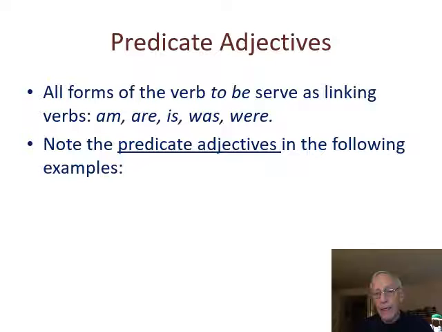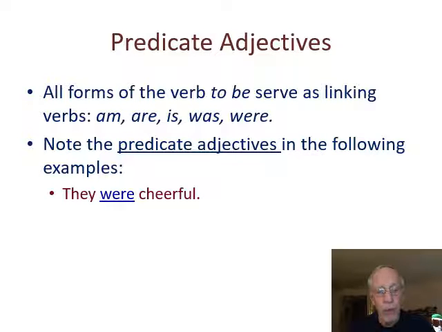More about predicate adjectives. When we talk about predicate adjectives, we have to think about the to be verbs because they have a linking function. Those are verbs such as am, are, is, was, were, and so forth. And predicate adjectives can follow these linking verbs.